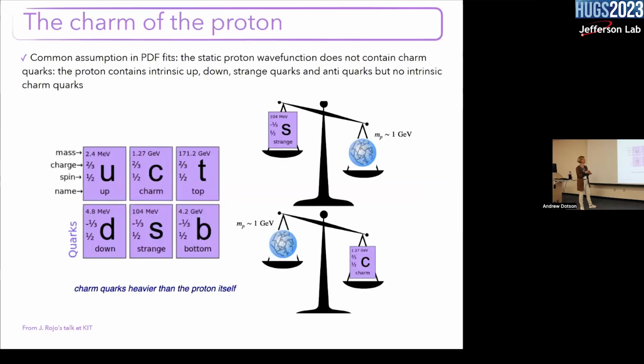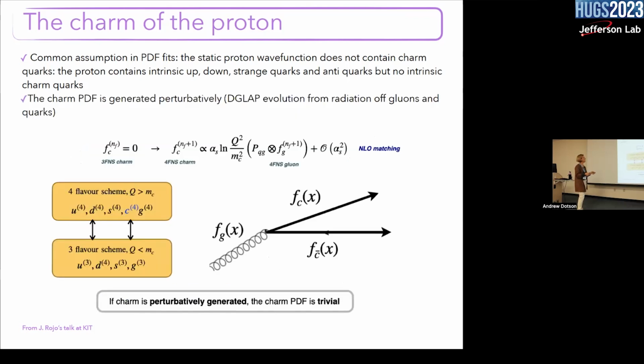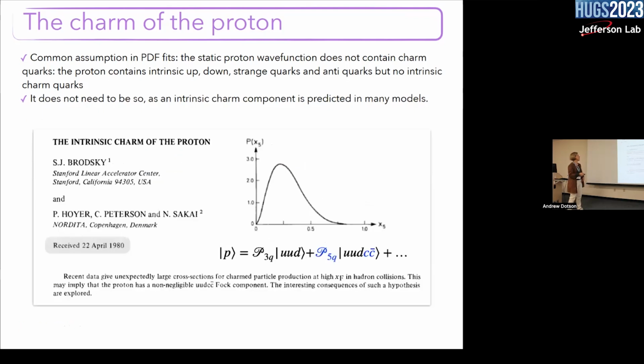I just wanted to show the intrinsic charm. Basically, this is what I said last time. I just want to flash the result. I said that the common assumption in the PDF fit is that the static proton wave function doesn't contain charm quarks. You only have intrinsic up, down, strange, and antiquarks, but no intrinsic charm, because the charm is heavier than the proton, okay? So you generate it perturbatively out of a gluon. That's what I said yesterday. Inside the proton, with the evolution, you only have the perturbative component, okay?